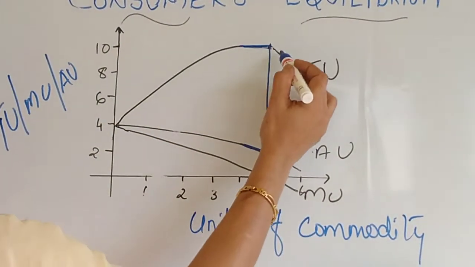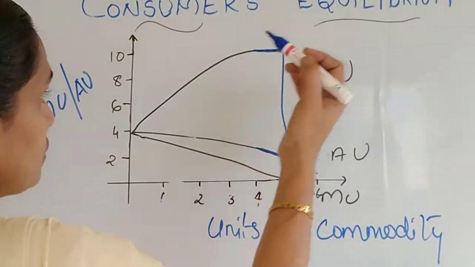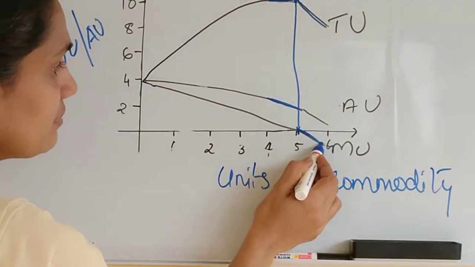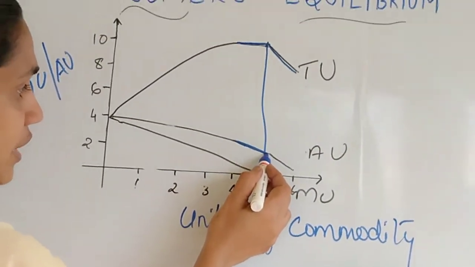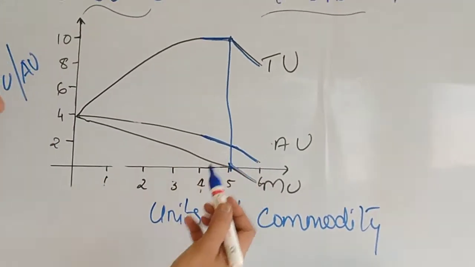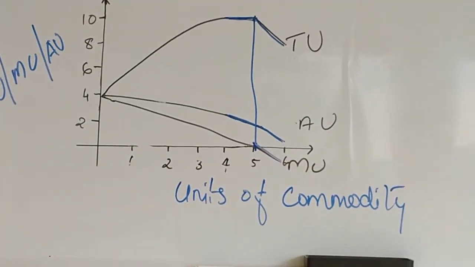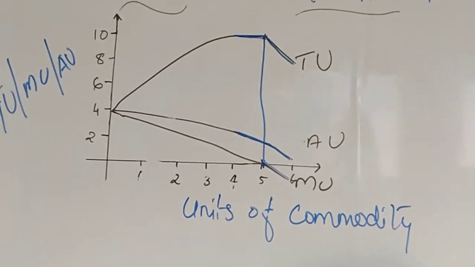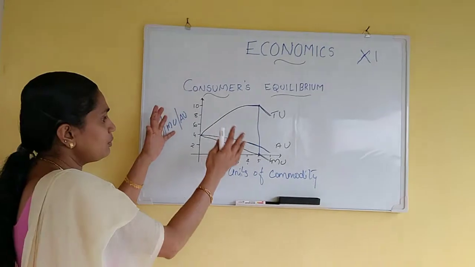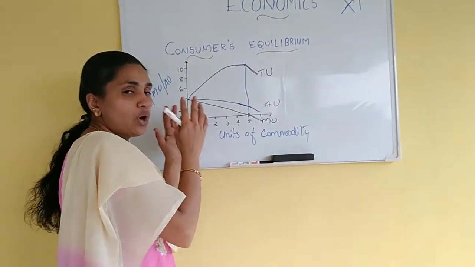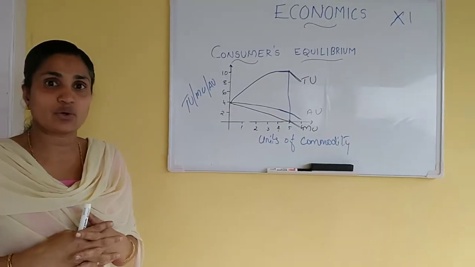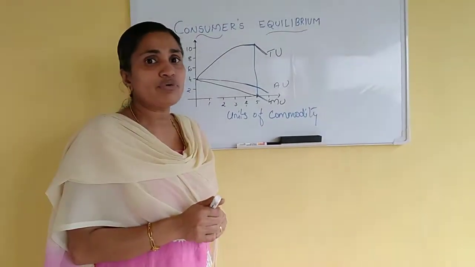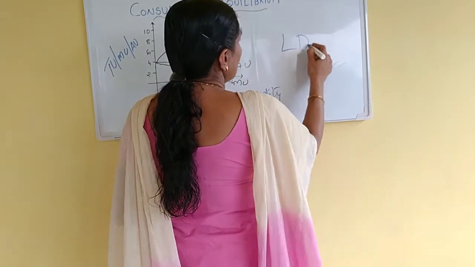Then when TU falls, starts to decrease, MU becomes negative. What about AU? AU falls but is positive. These are the three phases of the utility approach. And with the help of this relation between TU, MU and AU, we can derive a new law which is known as the law of diminishing marginal utility.